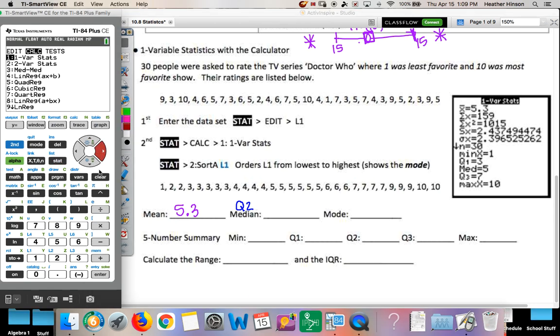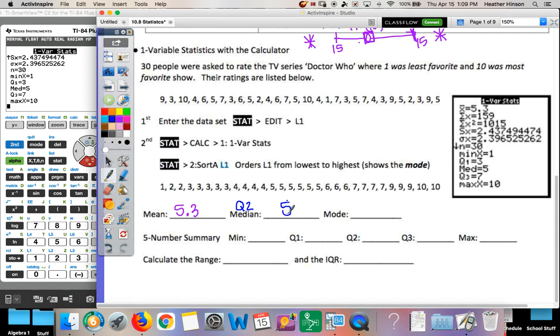Oh, let me get back to that. So you're going to have to scroll down. There's more information if you scroll down on your screen. So your median, oh, it says median. Thought it said Q2. It says median, so our median is 5.